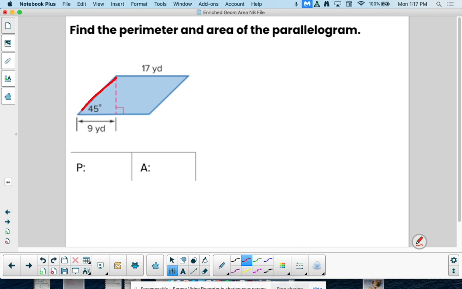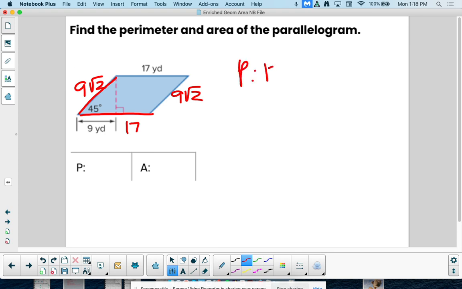What would this be? What's that 9 hypotenuse? It's a special right triangle, so your leg is 9, and the hypotenuse is 9 root 2. Good. So that means this side is 9 root 2. What's this bottom length? 17. Add them up.